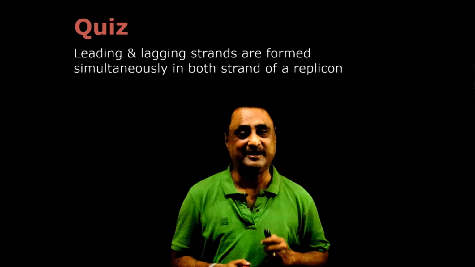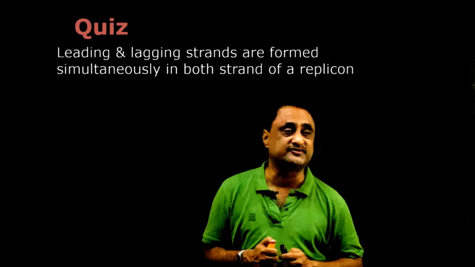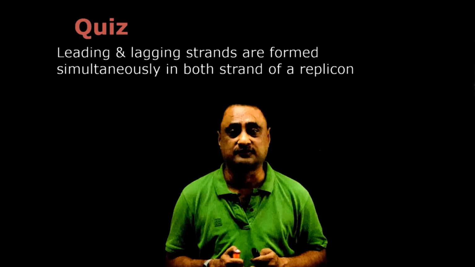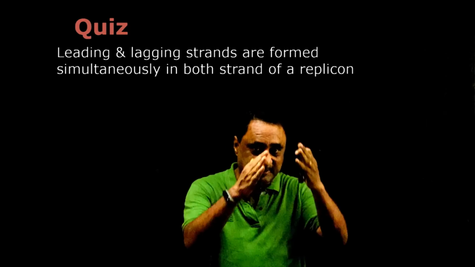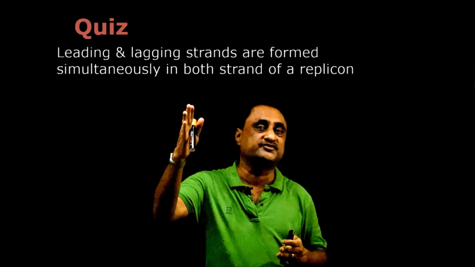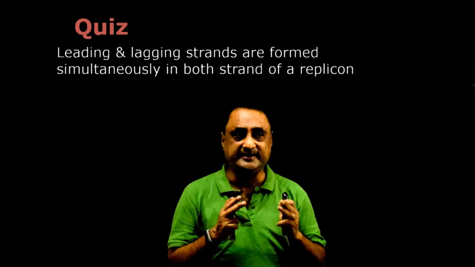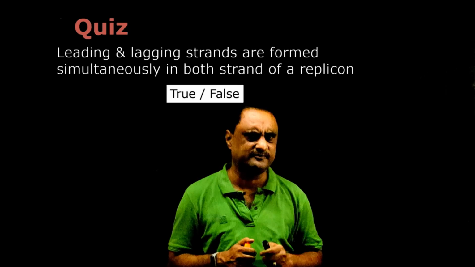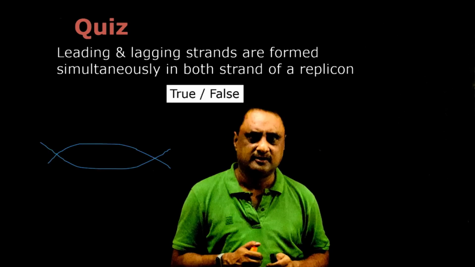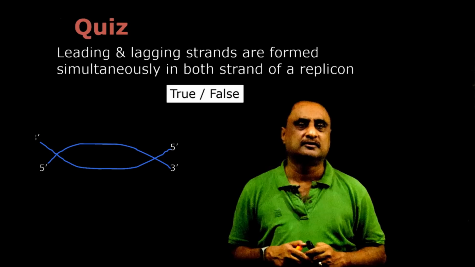Before we conclude, have this quiz. Leading and lagging strands are formed simultaneously in both strands of DNA. Is it correct? Because right now we have seen in the replication fork, one strand was leading, another was lagging. But this statement is saying that leading and lagging strands are formed simultaneously in both strands. Is it correct? Well, have a look. Before I pass the verdict, you can look on your own.